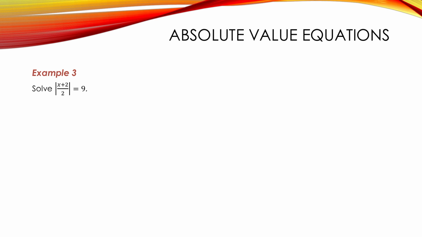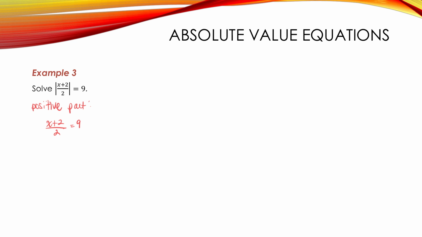If we look at example 3, this example is a little more complicated. The only reason it's a little more complicated is because it's a fraction. But we're not going to change how we treat this equation. We're still going to look at the positive part and the negative part. So if we assume it started as a positive, then we would have x plus 2 all over 2 is equal to 9.